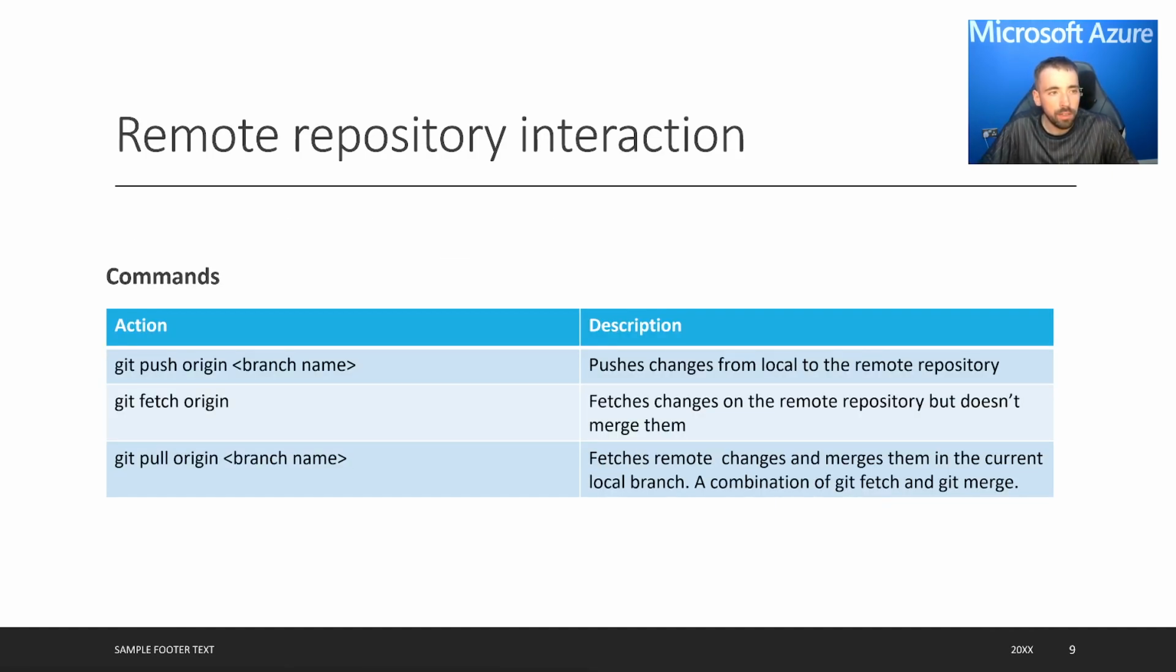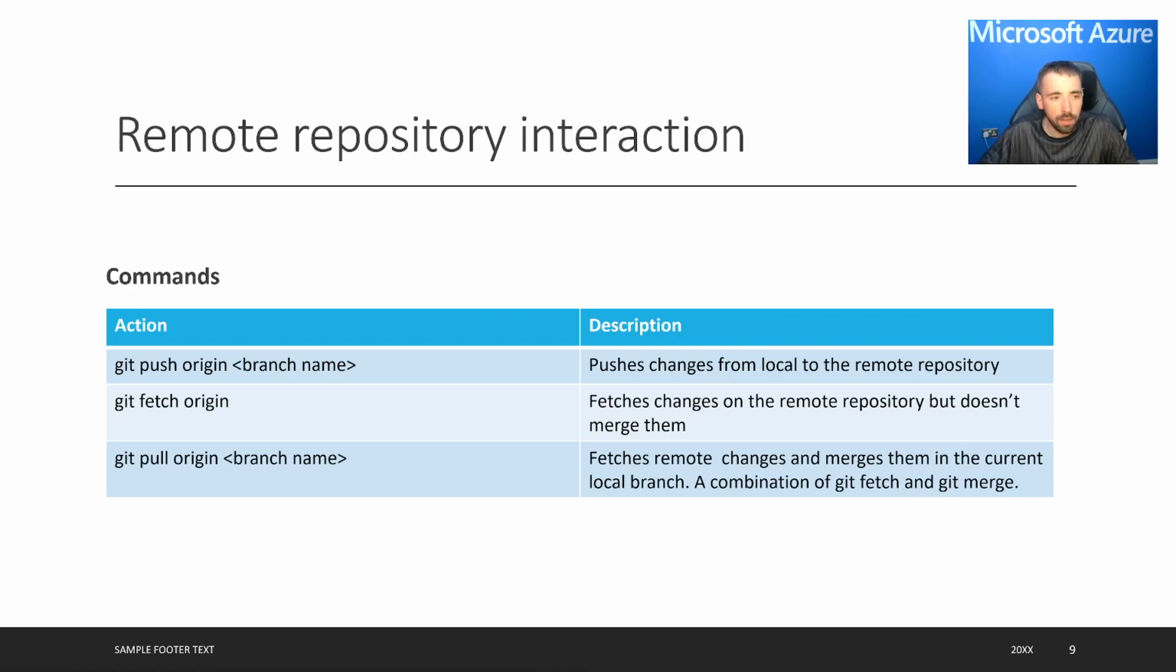So then we have interactions with the remote repository. So when we've done committing our changes and they're ready to be uploaded to the remote repository, we can run git push origin and the branch name, and this will push the committed changes, locally, to the remote repository.